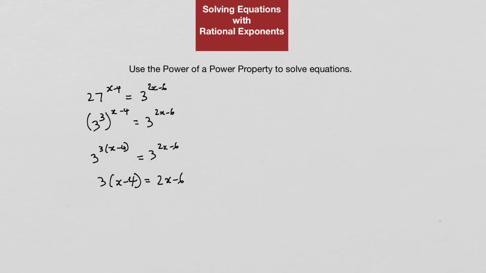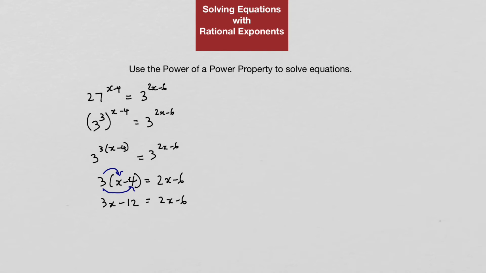All right, so now that all of the powers are down at the base level, we can now just apply basic algebra. So we're going to use the distributive property and multiply these together, 3x and the 3 times the negative 4. So this comes out to 3x minus 12 is equal to 2x minus 6. In case you're wondering where this came from, this 3x minus 12, we multiply these together to get 3x, and then we multiply these together to get negative 12.